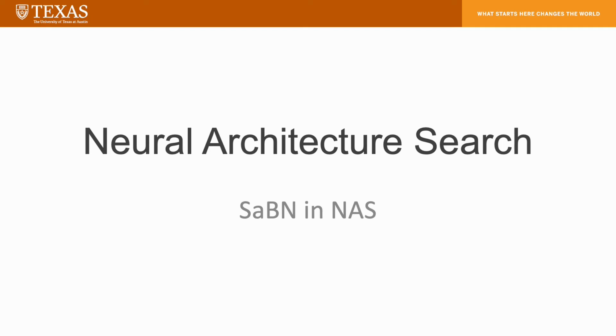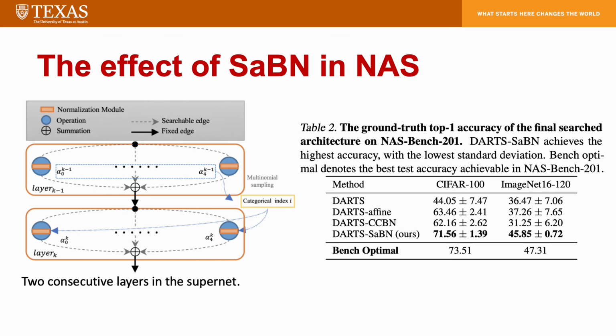Then we show the application of sandwich batch normalization on the task of neural architecture search. We directly replace BN with SaBN in DARTS, a famous differentiable architecture search framework. We could see SaBN could help to improve the final search performance in the table here.